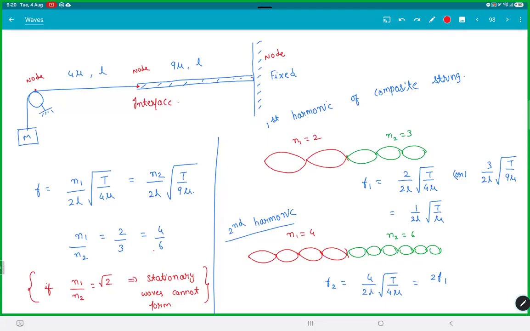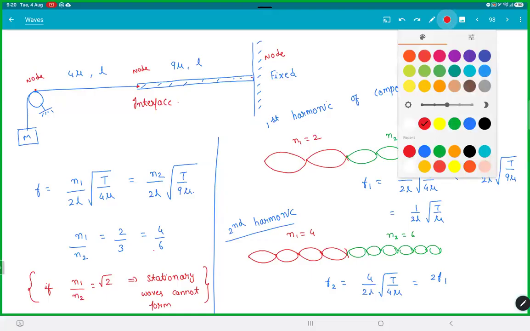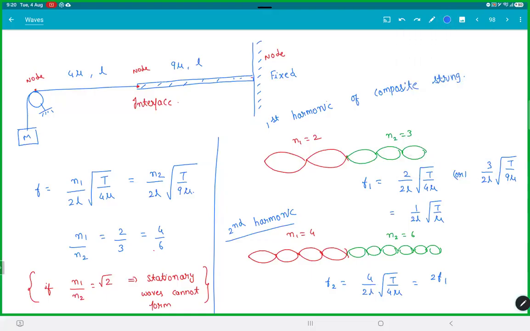Clear what we did? So we play with the number of loops there. If they ask you for third harmonic, then yeah, the next loop. So 6 into 9 loops and so on. You can play the game. Any doubts on this? It's a good one, little different. Again, not too tough, but yeah.